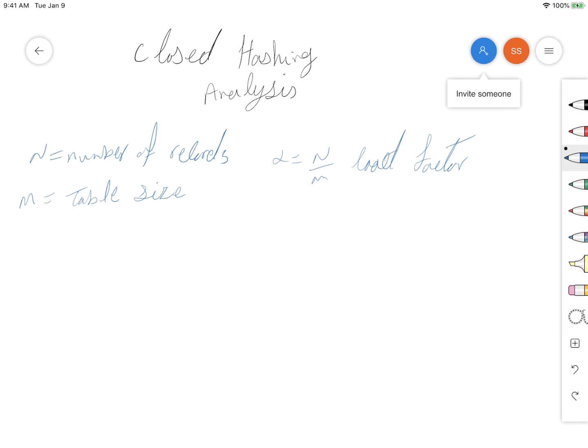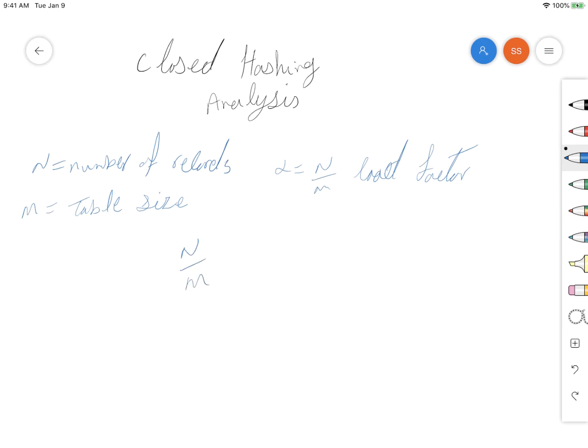Let's assume that the probabilities of finding a home for any new item that we insert are all equal to each other. So it means that the probability of having some collision in this table with this load factor alpha will be equal to n divided by m. So n divided by m is the probability of a collision for one new item.